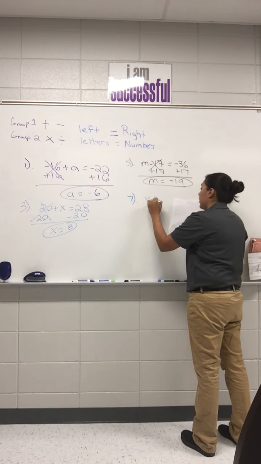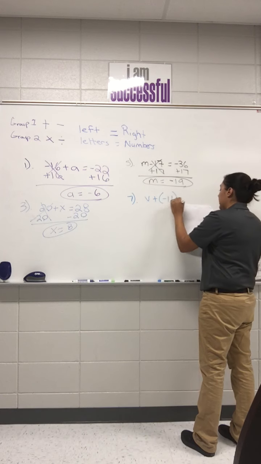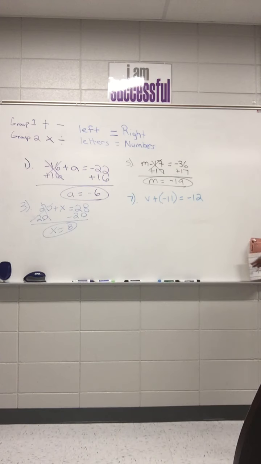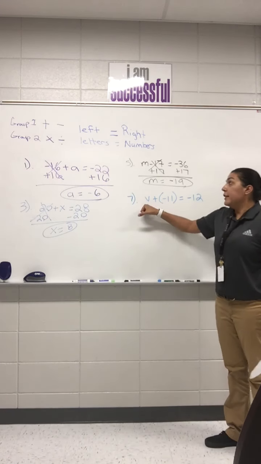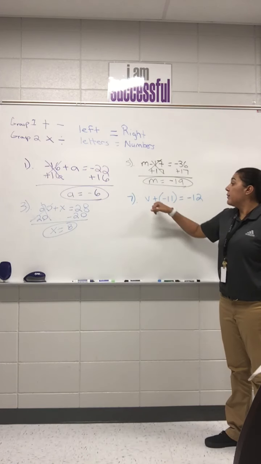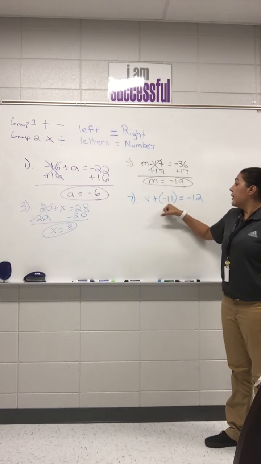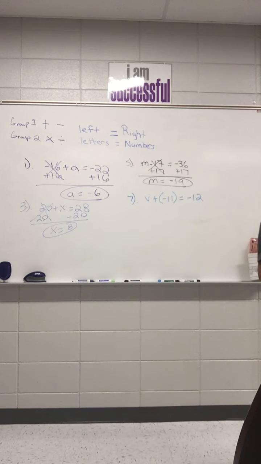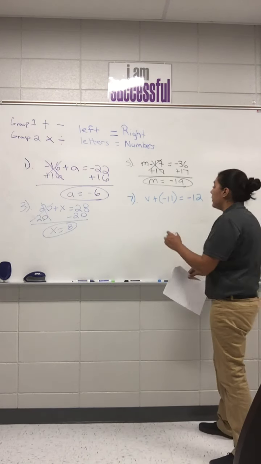I got b plus negative 11 equals negative 12. Start at the beginning. Letter, good. Letters go on the left. So I got a letter, then I got a number. How do I move a minus 11? Yeah, you gotta add it.